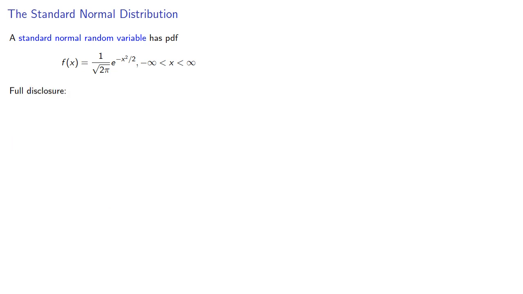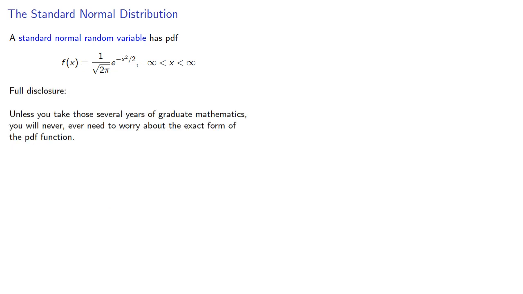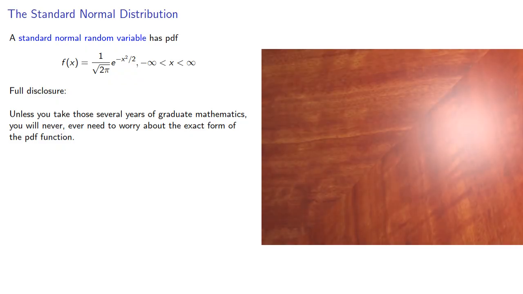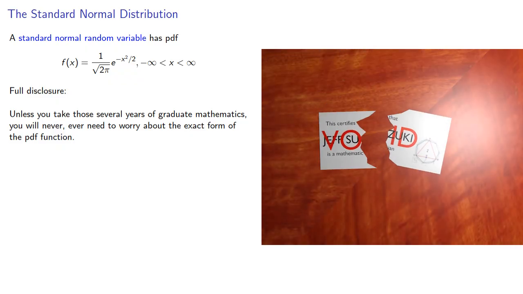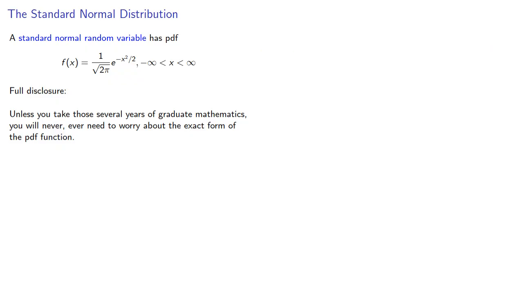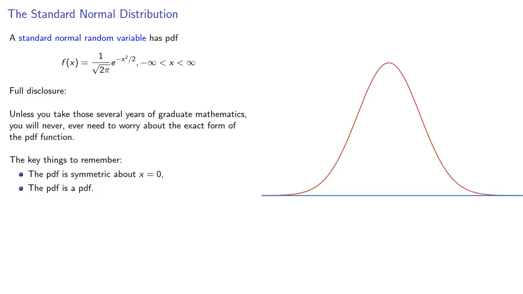Full disclosure: unless you take those several years of graduate mathematics, you will never need to worry about the exact form of the PDF function. So while it's actually rather interesting why pi shows up in the normal distribution, it's not actually important. And yeah, I know saying that risks having my mathematician card revoked, but the few things you do need to remember about the normal distribution: the PDF is symmetric about x equals 0, and the PDF is a PDF. The graph of the PDF looks like this, and it gives us a distinct shape usually called the bell curve.